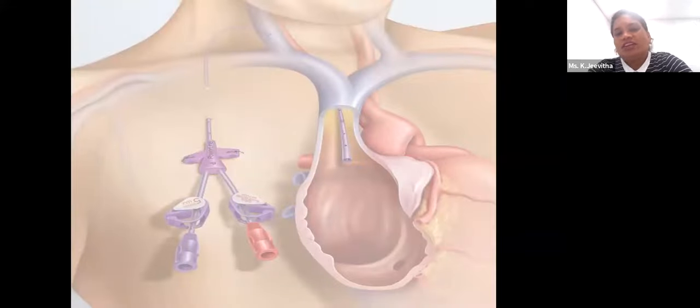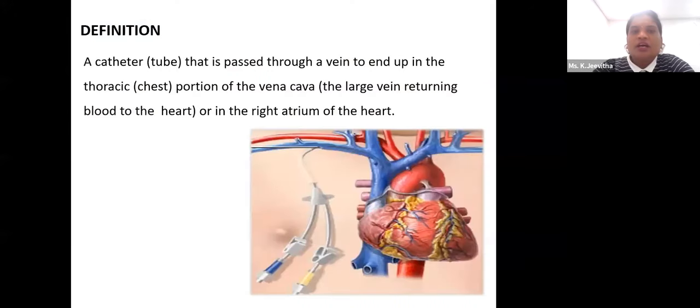And coming to central venous catheters. As I mentioned, we have different types of catheters like peripheral and central. The name itself is central, which will be passed into the lower third of the vena cava.